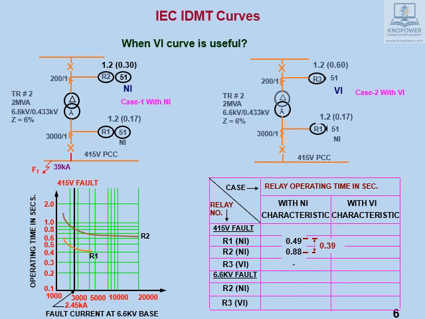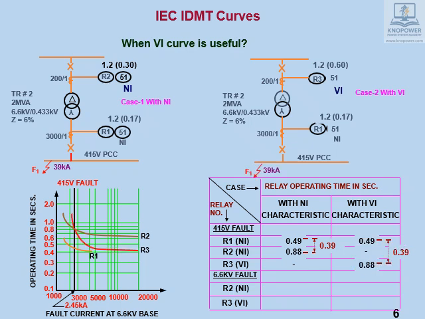Relay curves R1 and R2 are shown. The vertical line represents fault F1 on LV side of transformer. The operating time is 0.49 second and 0.88 second for R1 and R2 as seen from graph and from the table.